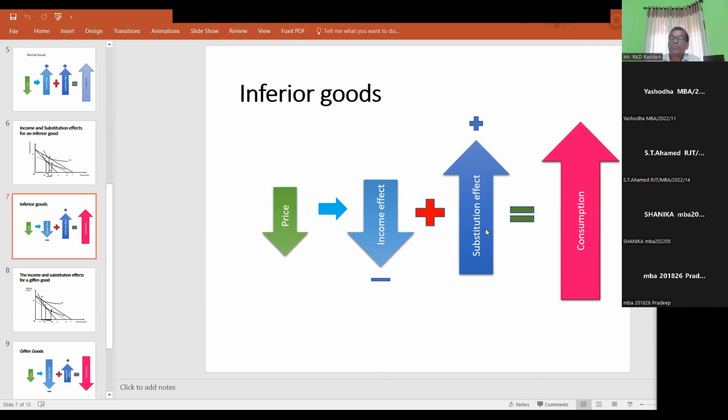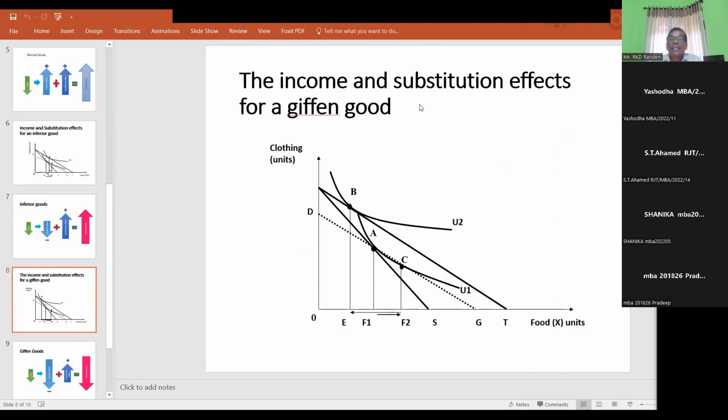That means that the substitution effect is more powerful. Then income effect and substitution effect of Giffen goods. There is a small mistake: indifference curves never touch each other. Here something is wrong. This is the new budget line, which is parallel to the dotted line. Right, now I will explain.